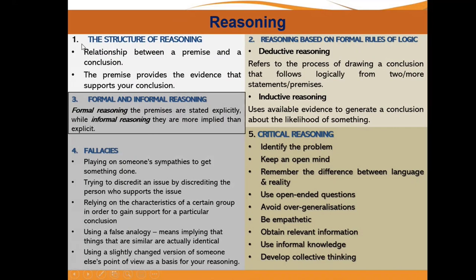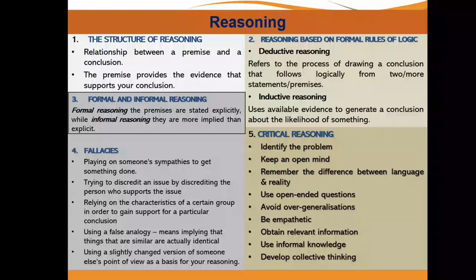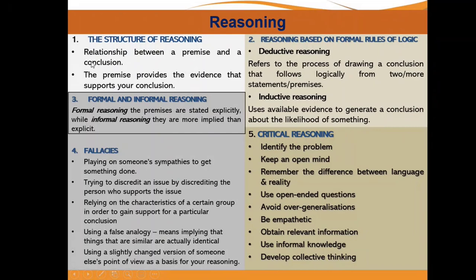The structure of reasoning, they say, is the relationship between a premise and a conclusion. We can determine the reasoning through premises and a conclusion. Normally a premise is the statement that supports the conclusion. We'll start on this in English. We also find these concepts under philosophy, critical reasoning. A premise provides the evidence that supports the conclusion.